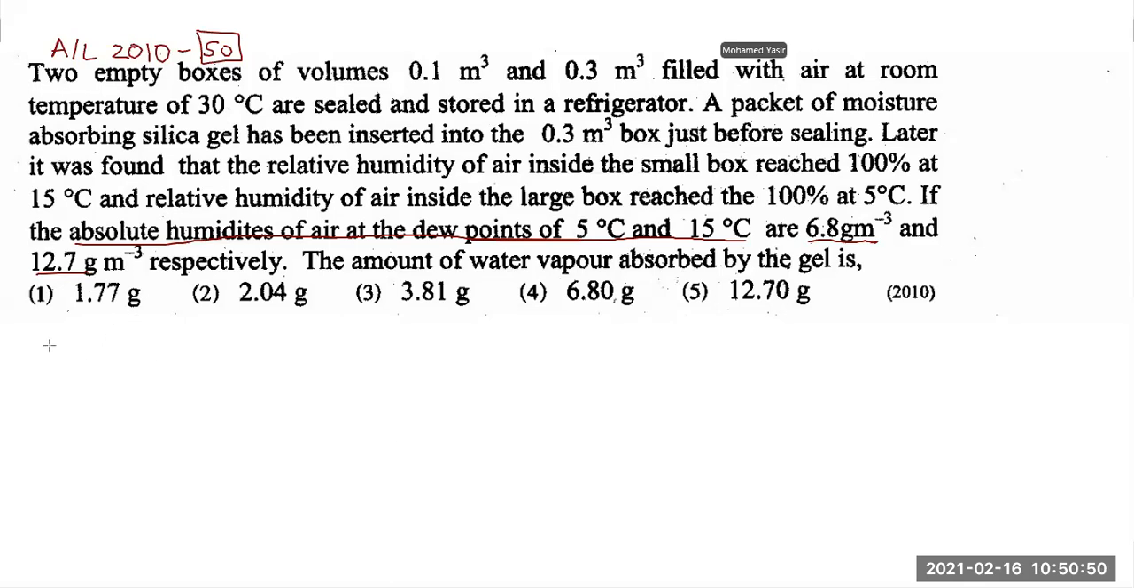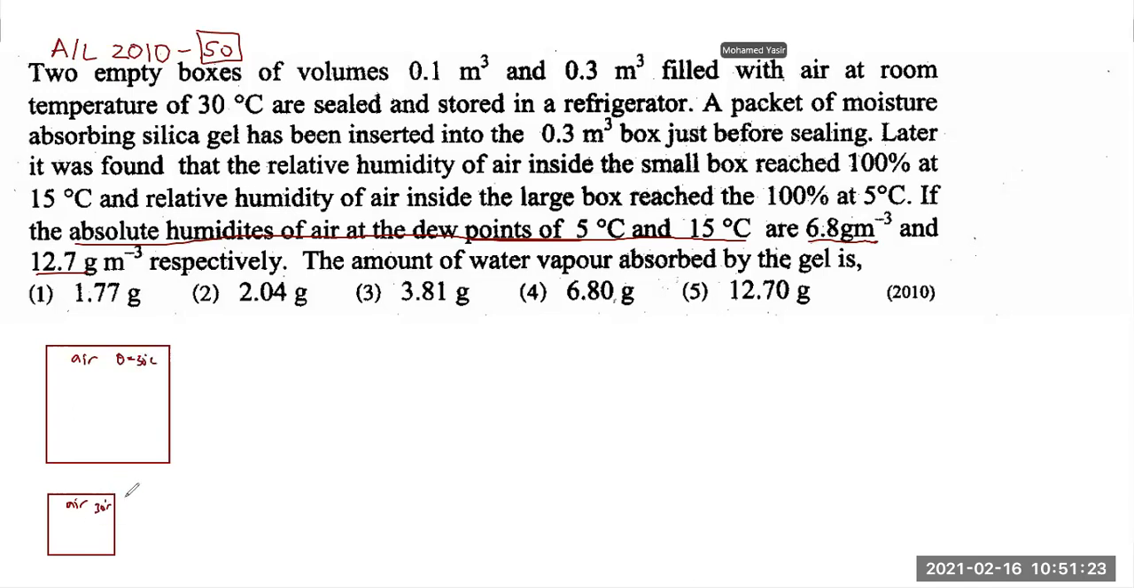First, there is a box with 0.3 meter cube volume, and the other box is 0.1 meter cube. I will consider them like this so that I can continuously check what's happening inside them. They are first of all filled with air, so it's definitely unsaturated air, and here also air is filled. Same air at room temperature, 30 degrees Celsius. So the temperature is 30 initially, and here also 30.